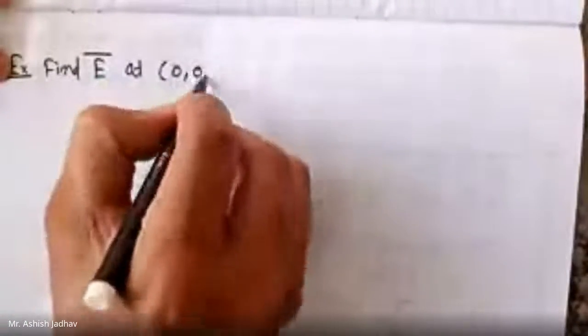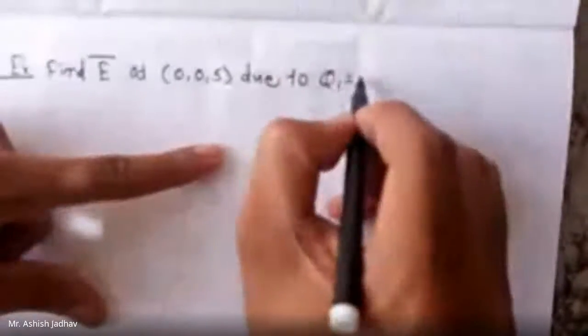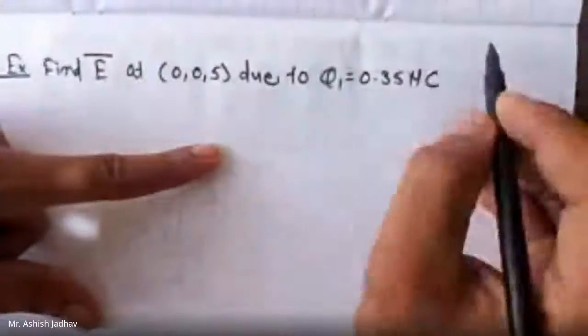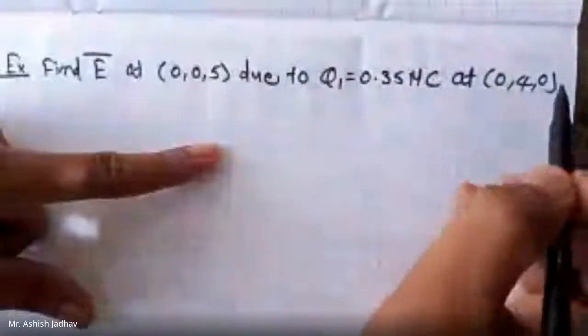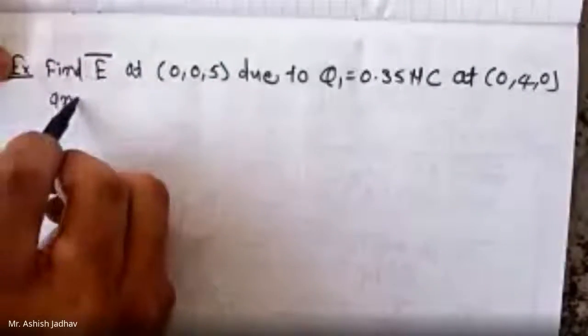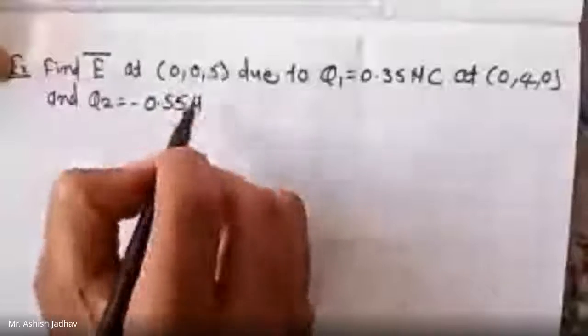Find E bar at 0, 0, 5 due to Q1 equal to 0.35 microcoulomb at 0, 4, 0, and Q2 equal to minus 0.55 microcoulomb at 3, 0, 0. So you can solve this example.